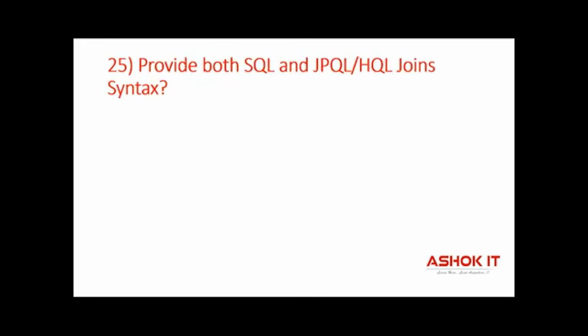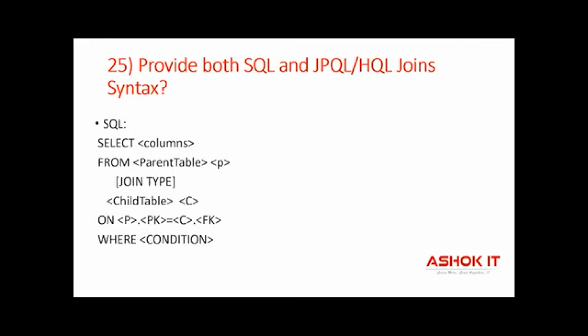So if you want to see the syntax of SQL and JPQL, HQL join syntax, you can see SQL syntax here. You have to mainly observe the join type: inner join, left join, right join. You can mention the ON condition: parent.primaryKey equals child.foreignKey. It can be reversed: parent.foreignKey equals child.primaryKey. That depends on the type you choose.